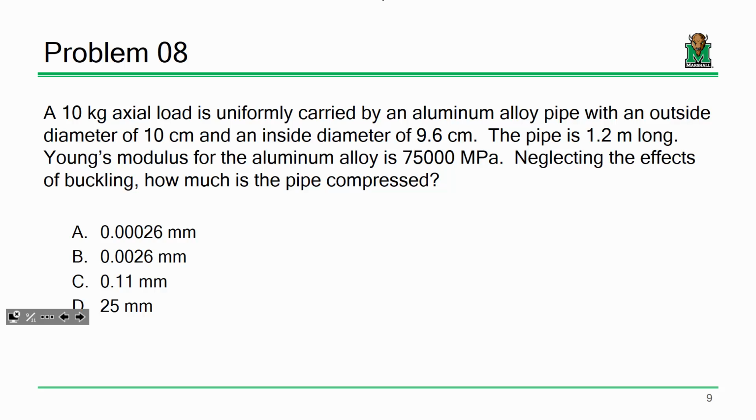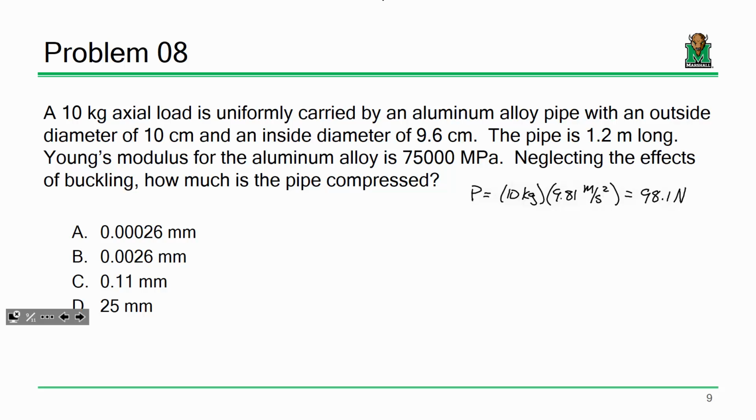Now, to bring back a little bit of dynamics and all that physics stuff, it's a 10 kilogram axial load. That's a trick part to it, isn't it? Can't have a load in kilograms, right? The load is in newtons, right? So P is 10 kilograms times 9.81 meters per second squared, which is 98.1 newtons. In this section of the test, that's actually a nasty trick.